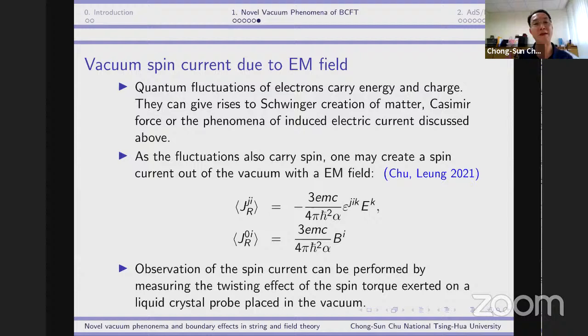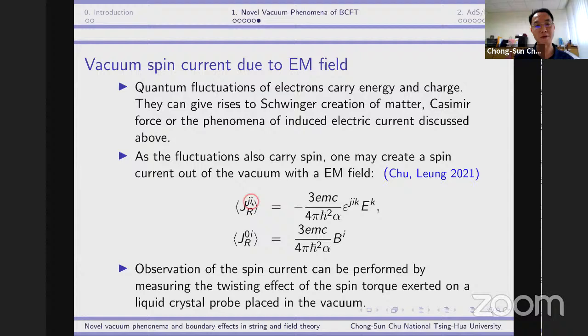Then in fact, we found, this is with my PhD student, that in the presence of an electromagnetic field, the state of the vacuum can be spin polarized, resulting in the presence of a spin current. So in this notation here, J^{ij}, the first upper index refers to the spin polarization. The spin is a four-vector, so this is the spatial component of the spin, and J^0 refers to the zero component of the spin. The other index refers to the velocity of the spin current.